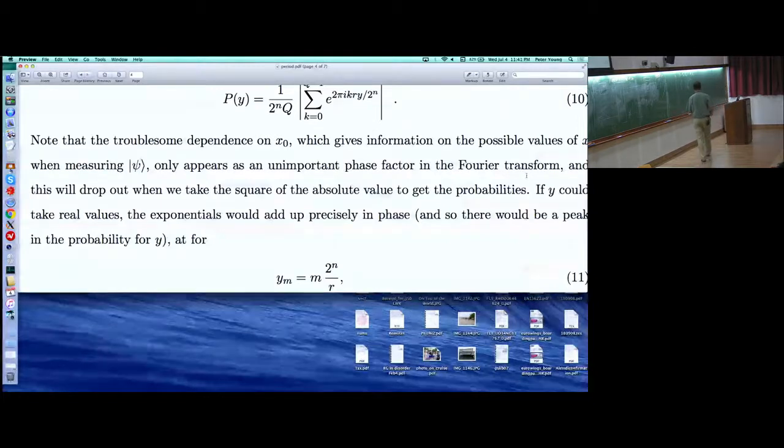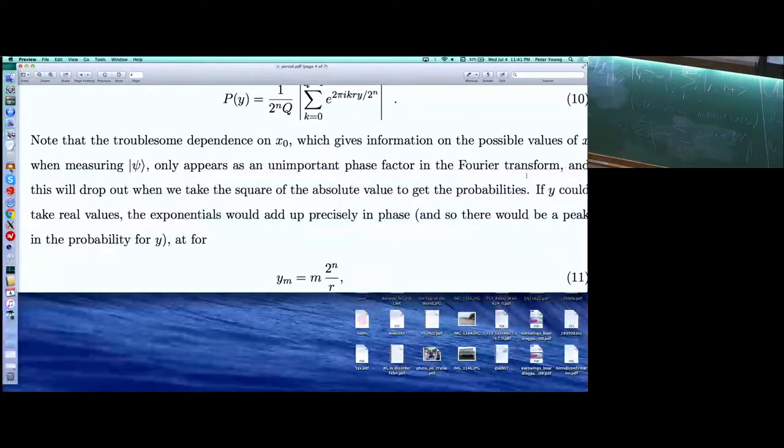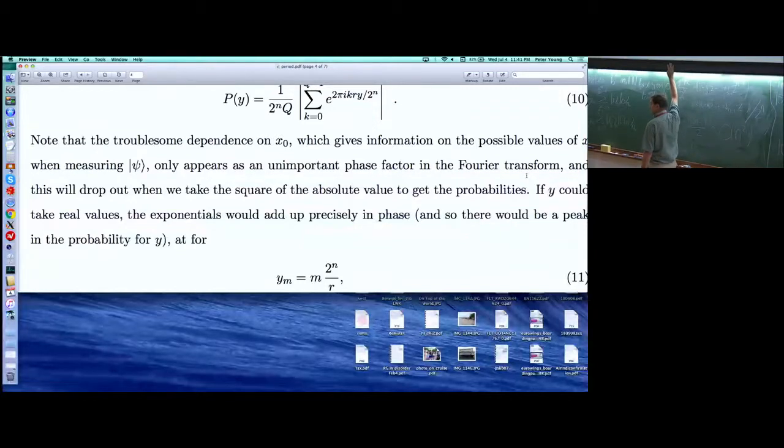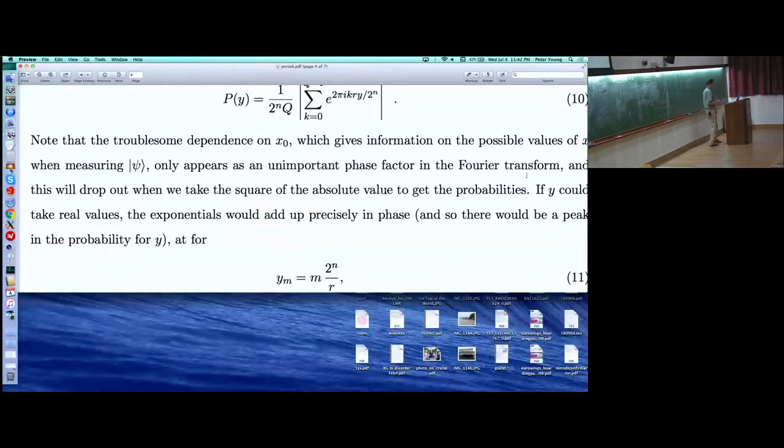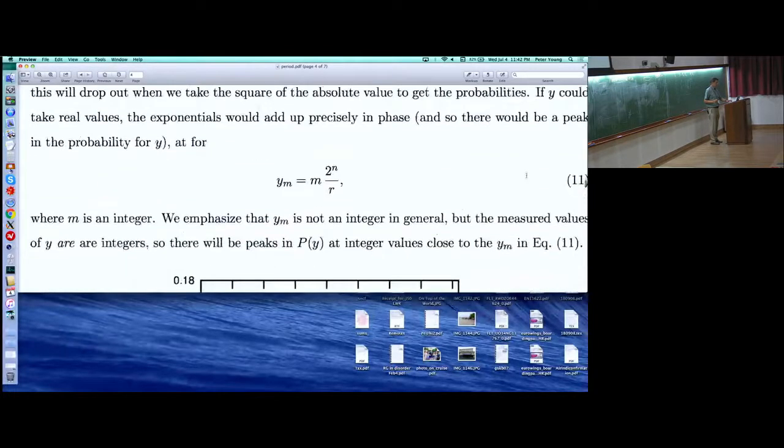So what we hope is that this will be sufficiently strongly peaked that when I measure what comes out of the Fourier transform, and I get a single value of y, that y will be close to one of these values. We hope it will be very close to a multiple of 2 to the n over r. Because if it is, I have a fighting chance of being able to figure out what r is, the period, from that. So I've taken then a particular example.